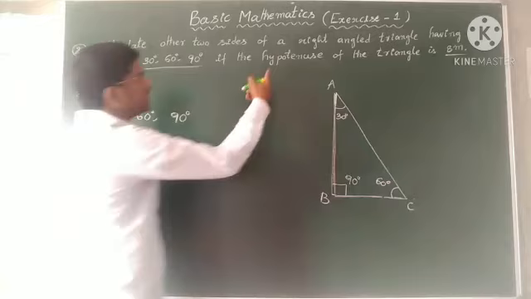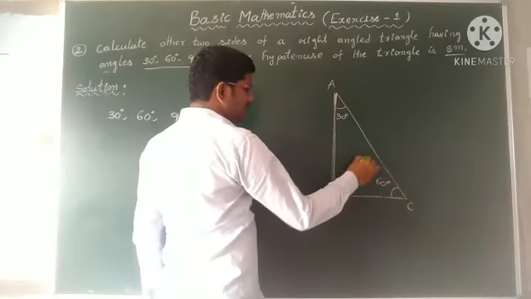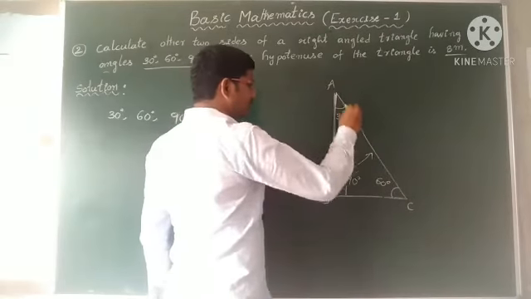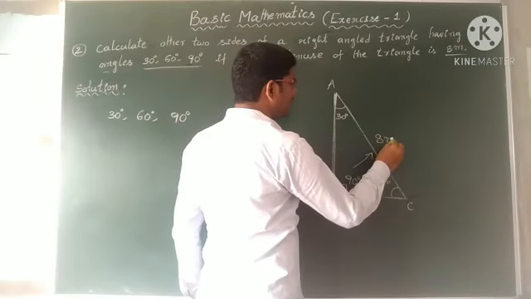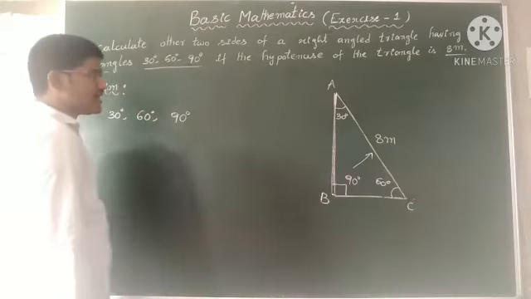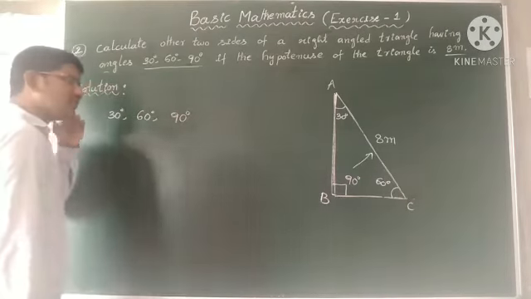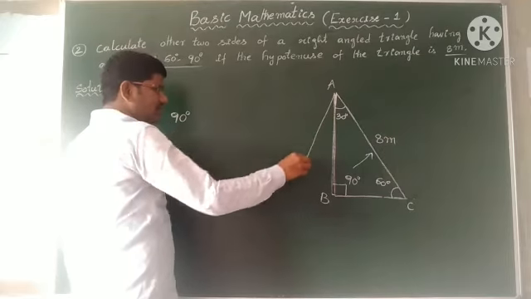Okay, and the hypotenuse of the triangle they gave as 8 meters, meaning the 90 degrees opposite side. This is called AC. This length they gave for us, 8 meters. So then the other two sides we have to find. Okay students.